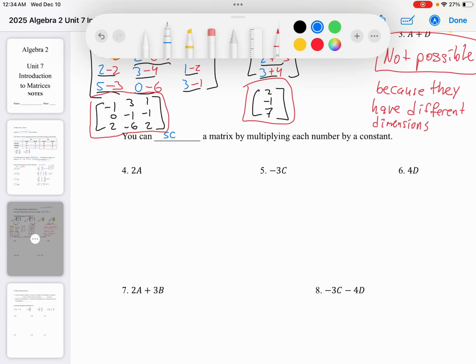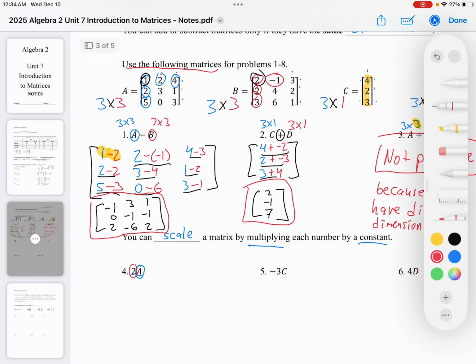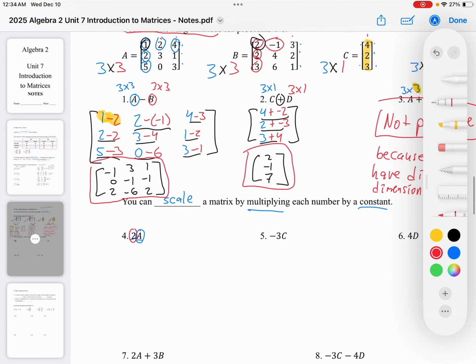You can scale a matrix by multiplying each number in the matrix by the constant. So if, for example, on number 4 we have 2A, that just means I'm going to take all the numbers that are in matrix A and multiply them by 2. Matrix A, we can see up here towards the top. Essentially, all I'm going to be doing is taking matrix A.